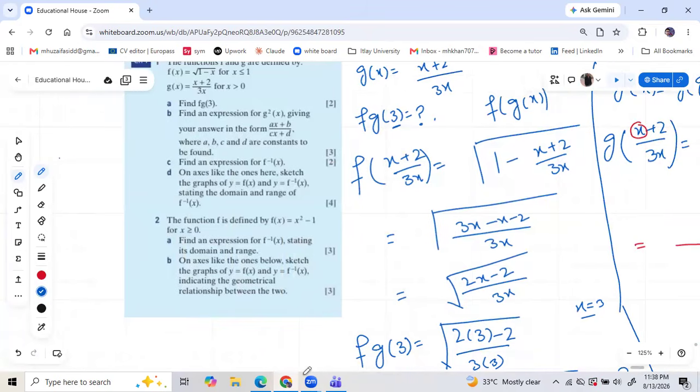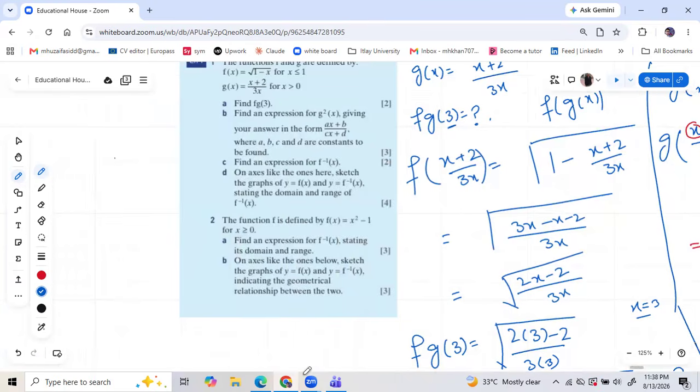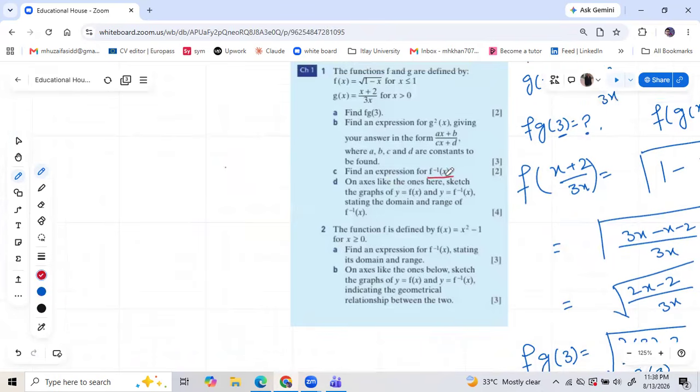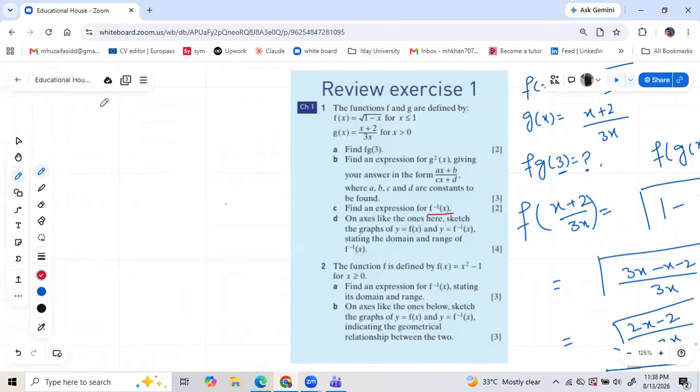So look at it here. Find the inverse expressions of this one. We want to find the inverse of that function. We know that f of x is equal to the square root of 1 minus x, and we can write it like this: y equals the square root of 1 minus x. And we want to find the f inverse of x.